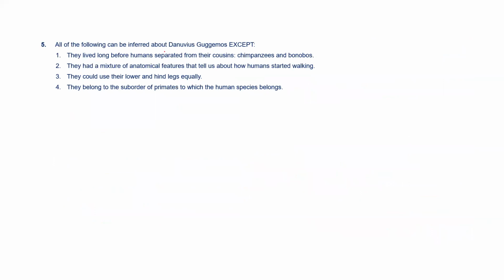All of the following can be inferred about DG except: they lived long before humans separated from their cousins. They had a mixture of anatomical features that tell us about how humans started walking. Yeah, they have this. They could use their lower and hind legs equally. This is also given. They belong to the suborder of primates to which human species belong. This cannot be inferred. They do not belong to the suborder of the primates. They were the ancestors, right? So that's what they are trying to say. So that is it.